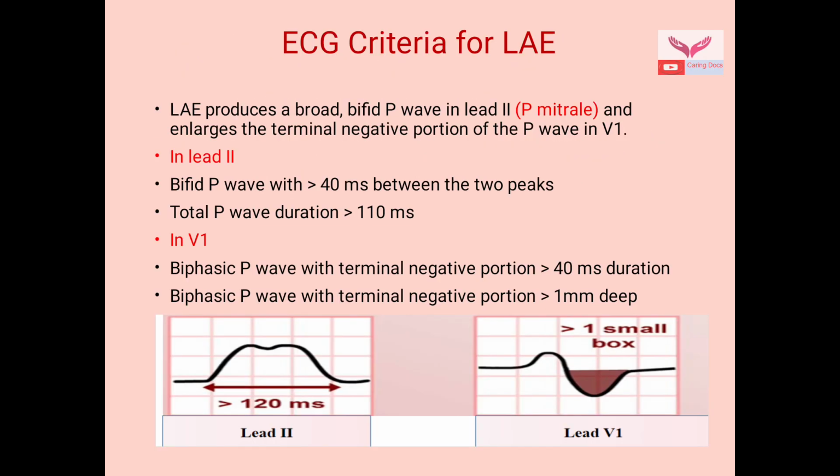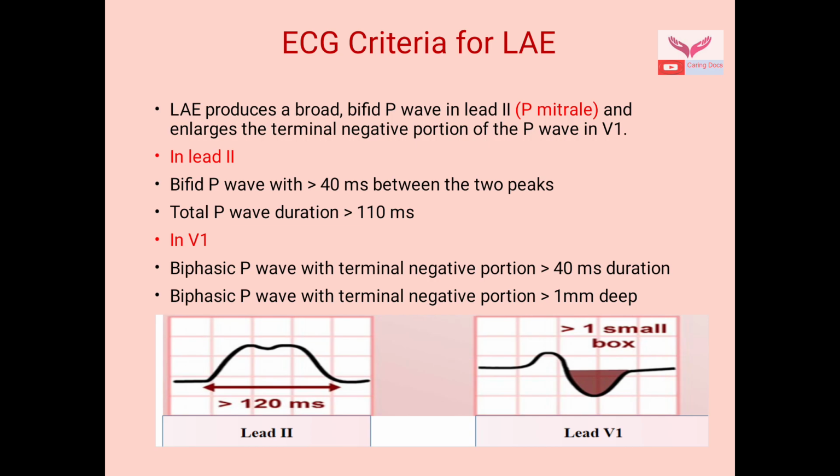The ECG criteria for diagnosing left atrial enlargement is we see broad bifid P wave in lead 2, we call it as a P mitral, and also there is enlargement of terminal negative portion of P wave in V1. So in lead 2 we get bifid P wave with more than 40 milliseconds between the two peaks, and total P wave duration is more than 110 milliseconds.